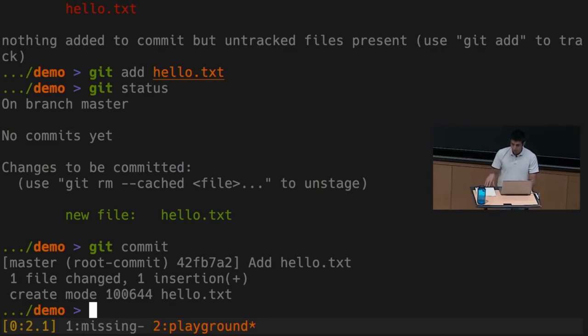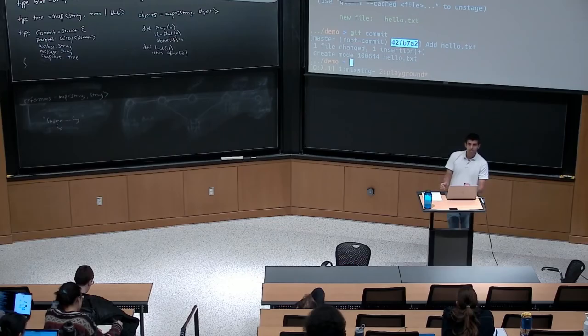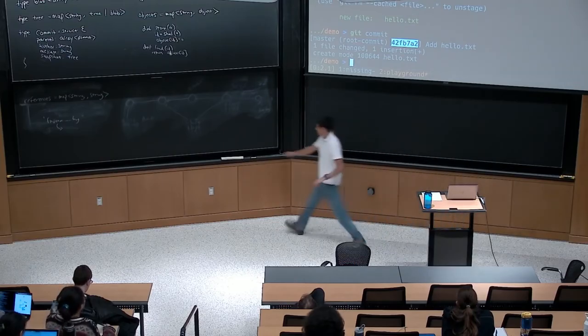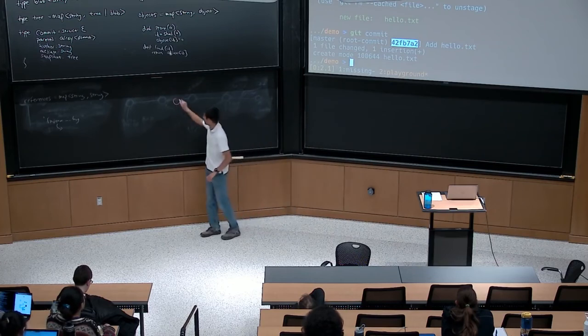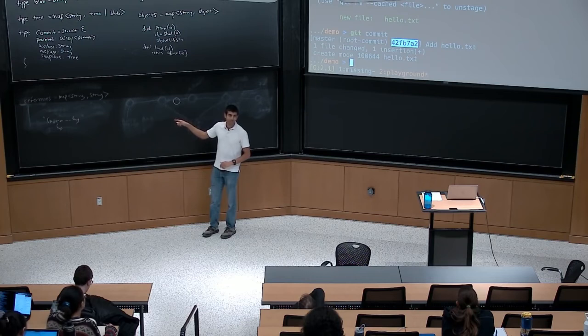But we have a link in the lecture notes for a guide on how to write high quality commit messages. So now that I've done that, Git prints out some output. Master, ignore that bit for now. This thing is the hash of the commit I just created. So now I have in my history a single node. This has in it a tree that has a single blob, a single file, hello.txt, with the contents hello world.